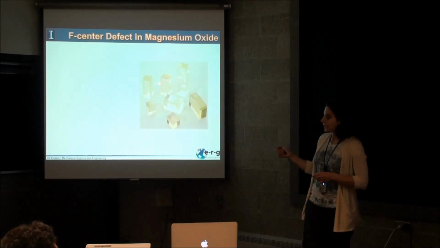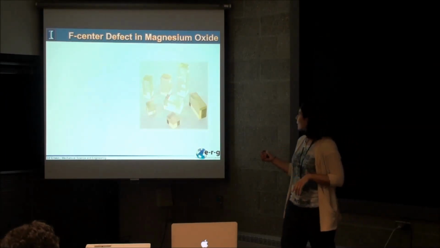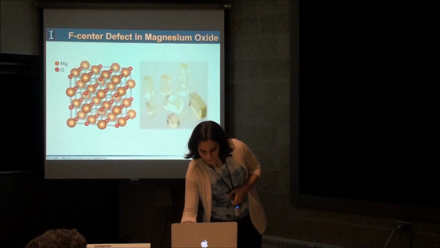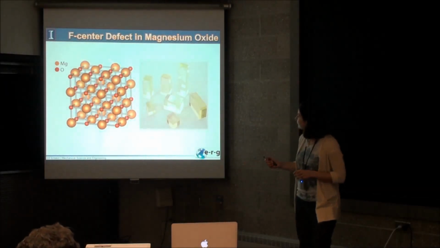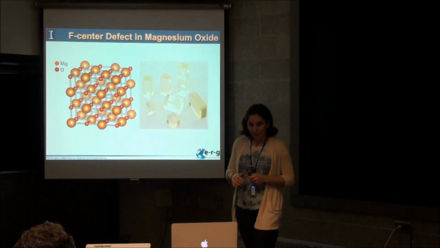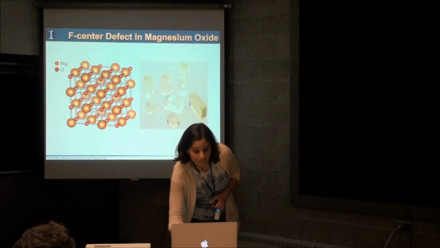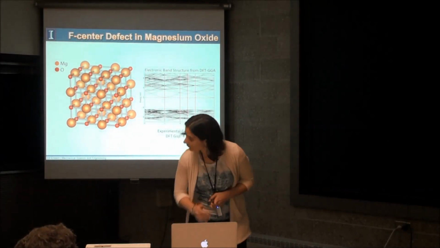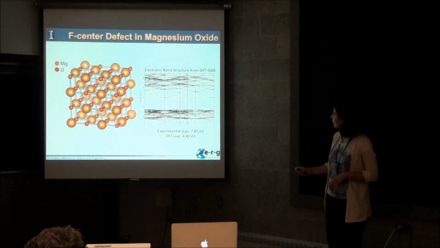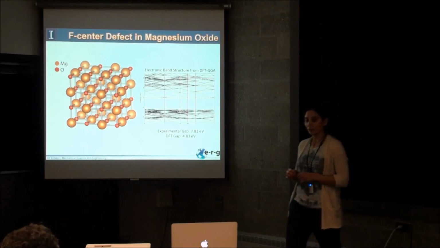I'll also talk a little bit, go back to the zinc oxide problem where we've also applied QMC methods. Here's what our magnesium oxide crystal actually looks like. Magnesium oxide, rock salt structure, magnesium and oxygen atoms. And here's the band structure of this material according to DFT. DFT band gap 4.8 electron volts, experimental gap 7.8 electron volts or so.